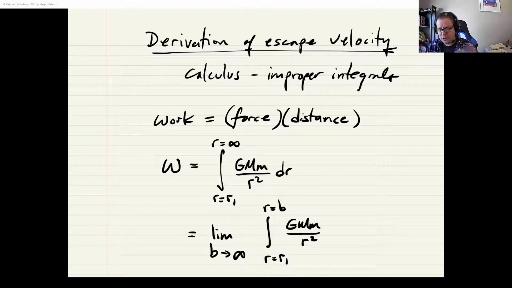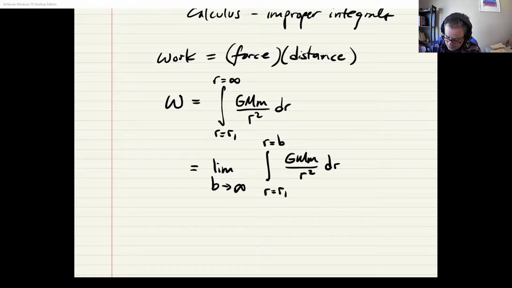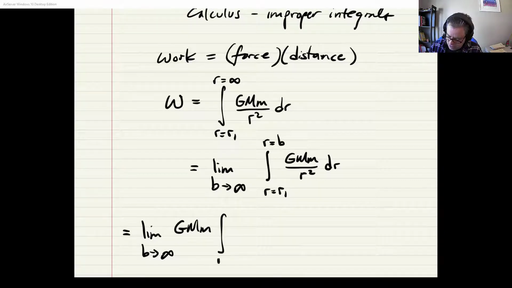It's just the power rule. Integrating with respect to r means we just need to find an antiderivative of 1 over r squared, because the G, the M, and the little m are all constants. So why don't we write those in front? We could actually take them out of the limit because they're not going to change with b either. But I'll just write it here, from r equals r1 to r equals b.